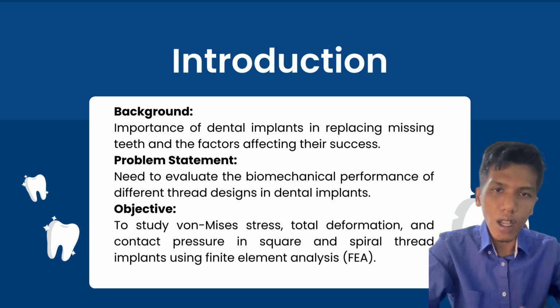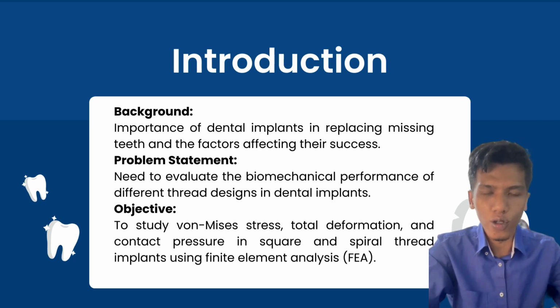And last but not least, about the objective, what we are planning to do is to study 3 main things, which is the von Mises stress, total deformation, and also the contact pressure between the 2 main types of thread design, which is square and spiral thread, using the finite element method.